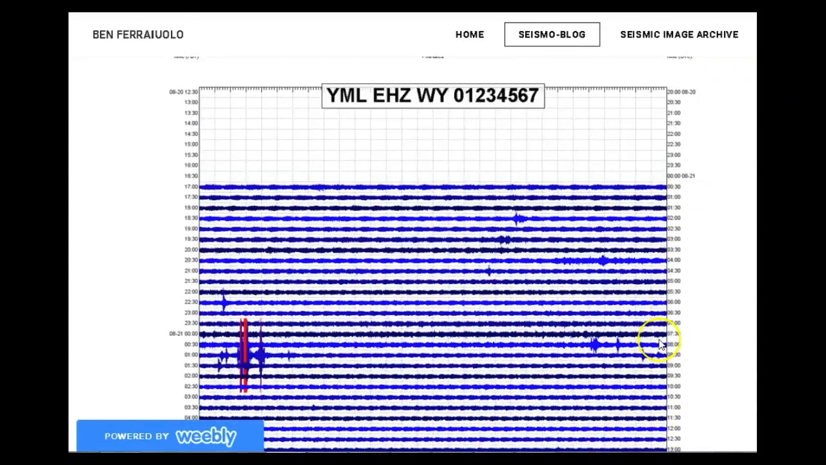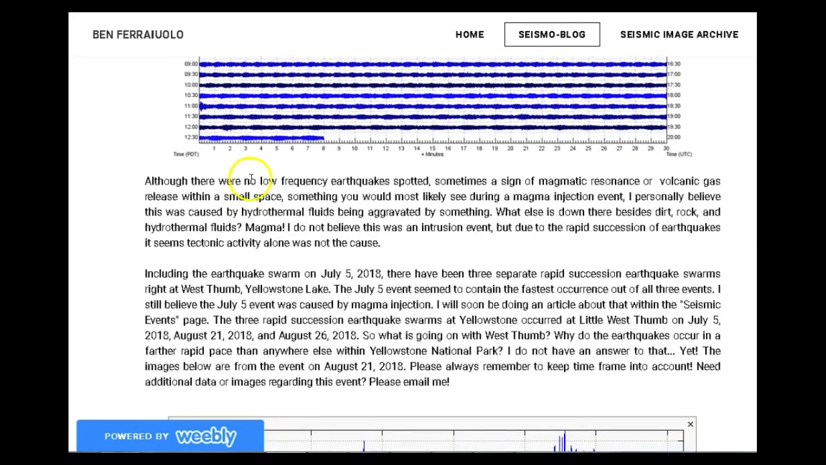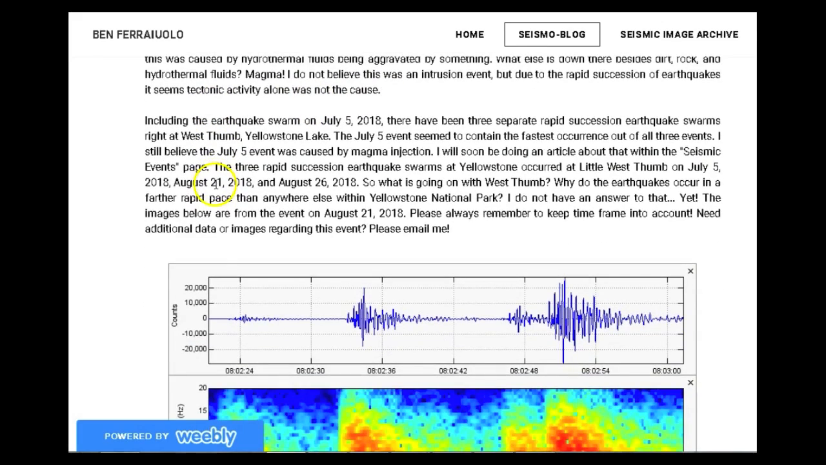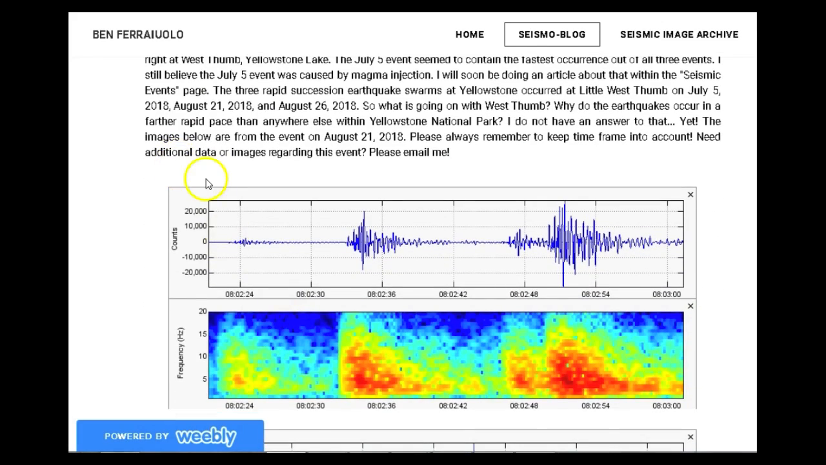Alright, H17A and YML. Although there were no low-frequency earthquakes spotted, sometimes a sign of magmatic resonance or volcanic gas release within a small space, something you would most likely see during a magma injection event, I personally believe this was caused by hydrothermal fluids being aggravated by something. What else is down there besides dirt, rock, and hydrothermal fluids? Magma! I do not believe this was an intrusion event, but due to the rapid succession of earthquakes, it seems tectonic activity alone was not the cause. I do think it was some type of rock break event.